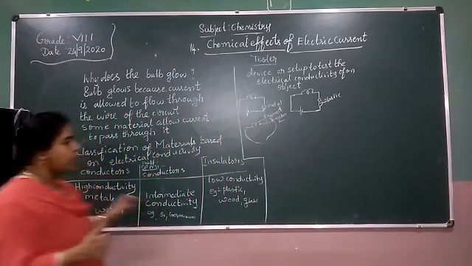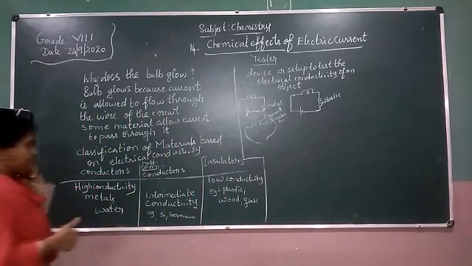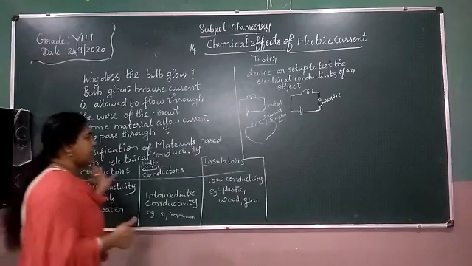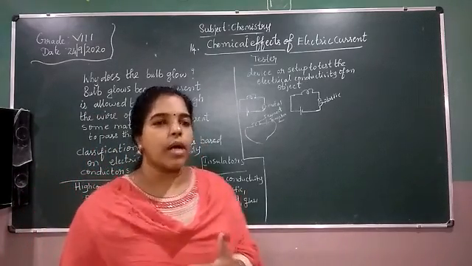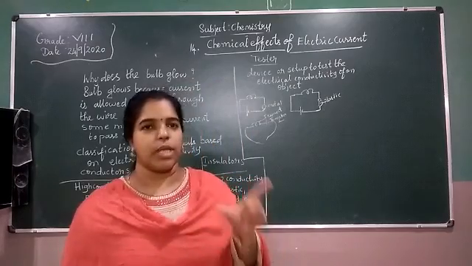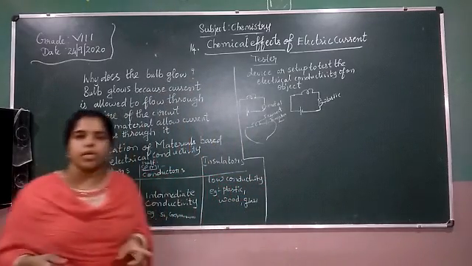Children, next we are going to learn the three types of materials according to conductivity, which material will allow the current to pass through it. According to the three subdivisions, we are going to learn today.